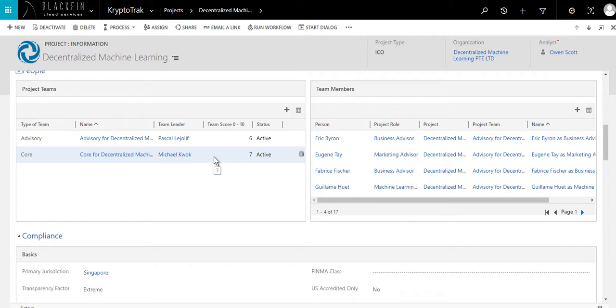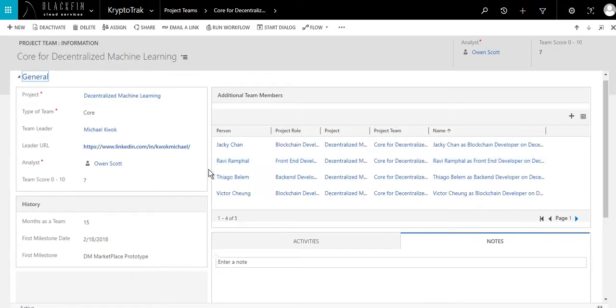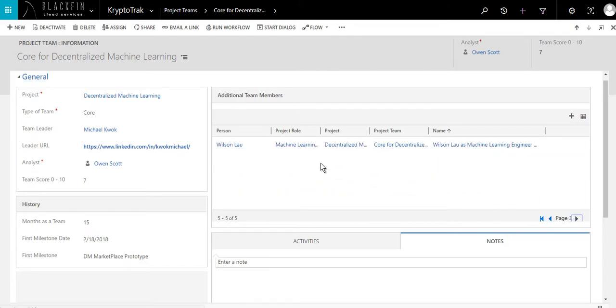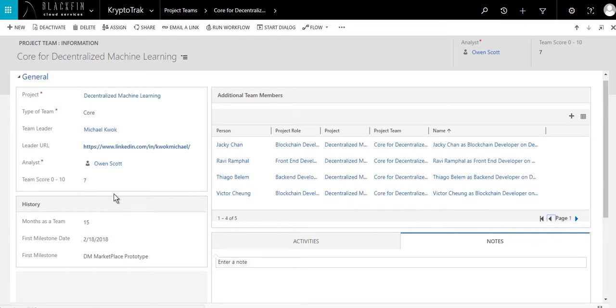So here we've got the core team, and again, we'll go ahead and give them a 7 here. What we've got is a blockchain developer, a front-end developer, and a back-end developer. We've also got another blockchain developer. So we're very heavy on the core team. Here we've got a machine learning engineer. So we're pretty good on the core team in terms of technology.